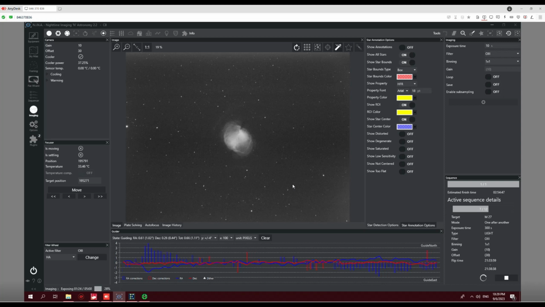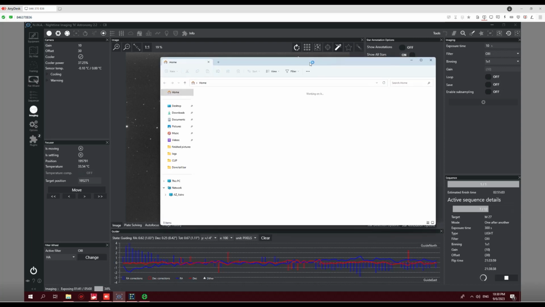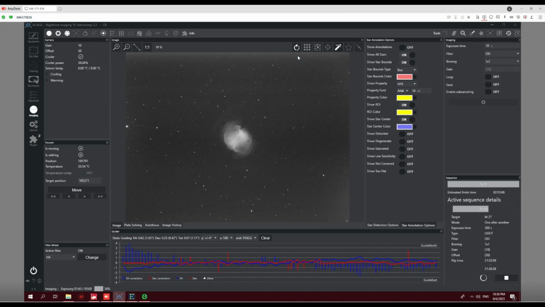So my telescope, I'm sitting at 1,260 millimeter focal length, and I've never seen the Dumbell Nebula fill the screen quite like this. This is the closest that I've gotten to the Dumbell Nebula. It really, really excites me, because I'm not used to being that close.